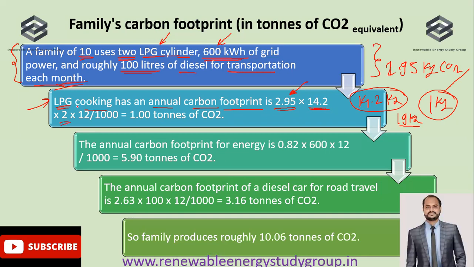Multiply by 2, because we have 2 cylinders on a monthly basis. Multiply by 12, because every year we have 12 months. So we consider this as the annual carbon footprint generated due to LPG consumption. Divided by 1000, because the answer we are getting is in terms of kg of CO2 emitted. We have to get this answer in terms of tons of CO2 emitted, because this figure is very high, given the kgs of CO2 emitted by the LPG cylinder, traveling purpose, and grid electricity.